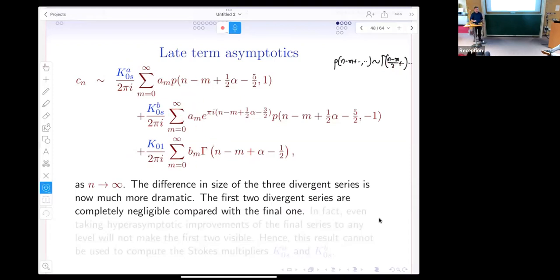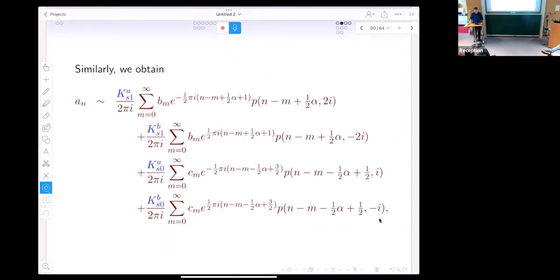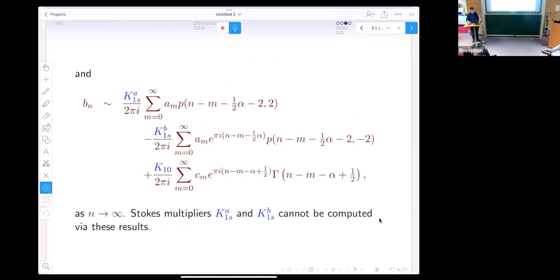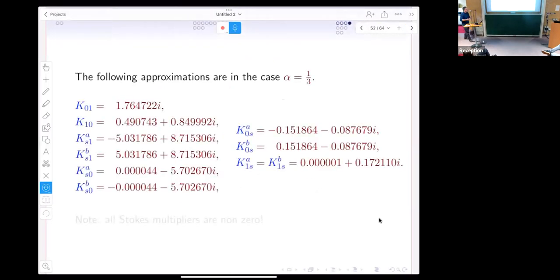But even if you would do hyperasymptotics to any level, it will always be bigger than what you have here. These terms are completely negligible. There is no way that you can compute those Stokes multipliers from results like this. We have similar expansions for the other coefficients. However, by just computing them and using all the extra relations that you get, because again, the solutions are entire functions, you can compute all the Stokes multipliers.